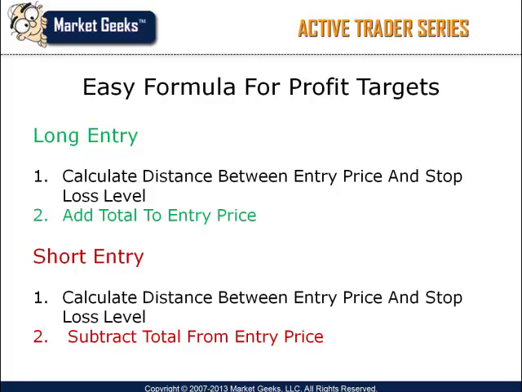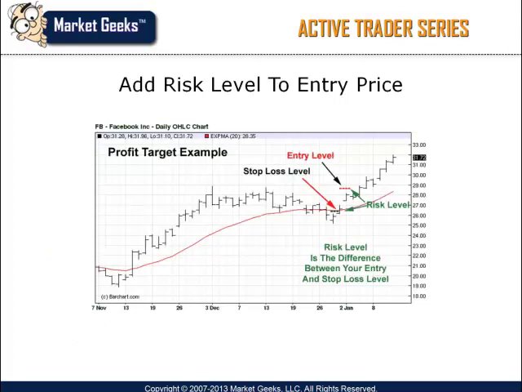In this particular example, the distance between my entry price and my stop loss level was approximately $2.25. I would multiply that number by 2 and add that to my entry price, which in this particular case was $28.60. I then add $4.50 to $28.60, and my profit target in this particular case would be $33.10.